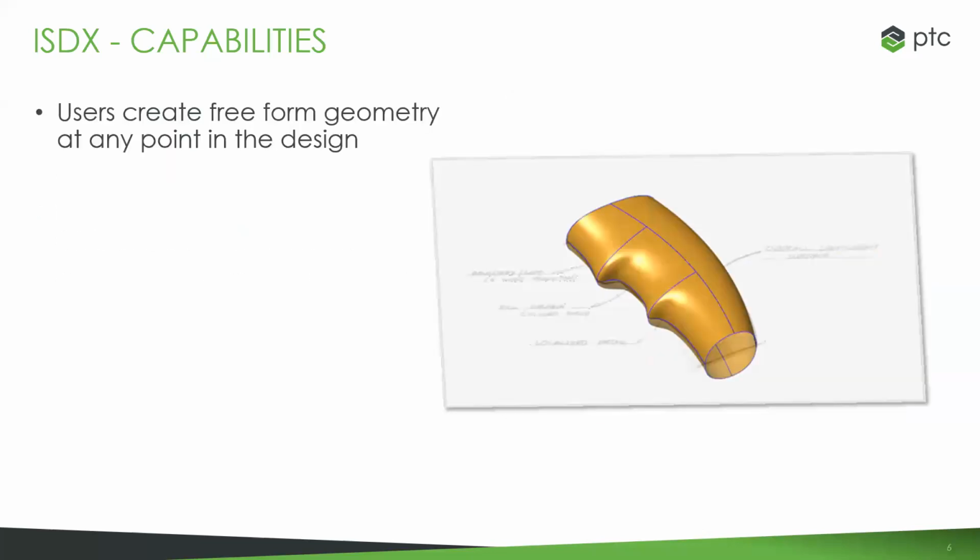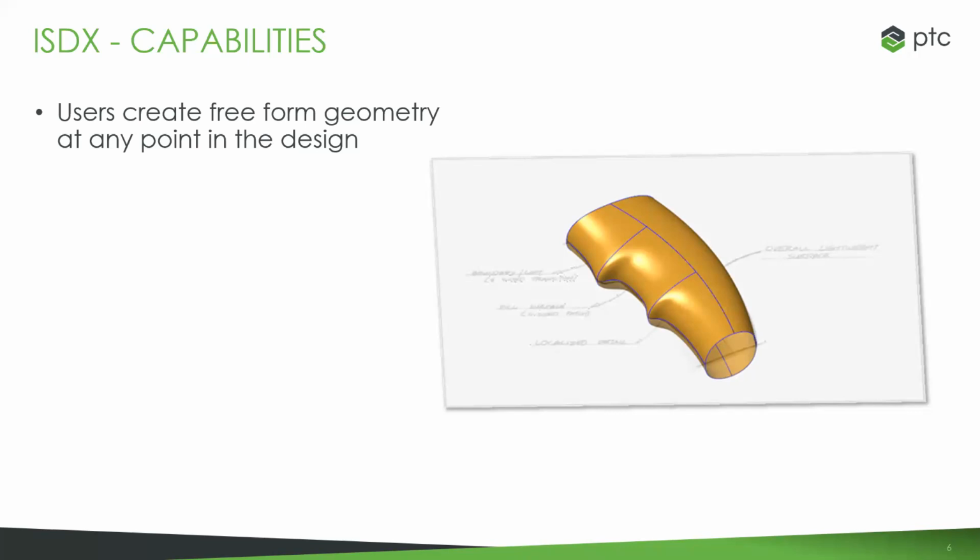And one of the biggest things that we want users to be able to do is create this sort of freeform geometry at any point in the design. And we're able to do that because it's still tied in with our standard Creo Parametric features. That means that any changes that we make to our surfaces are going to update in real time any of the design or analysis features that you built from them, and vice versa.